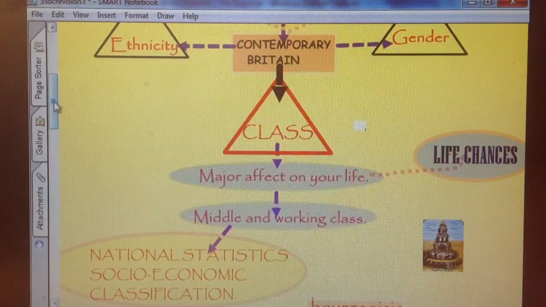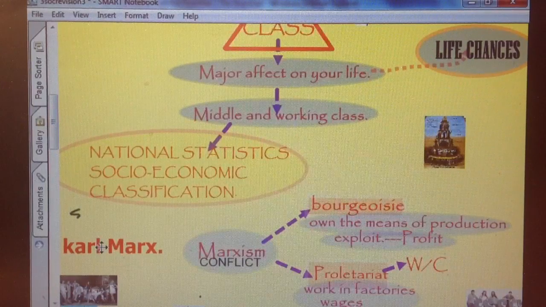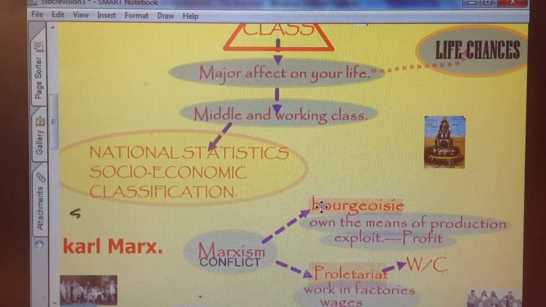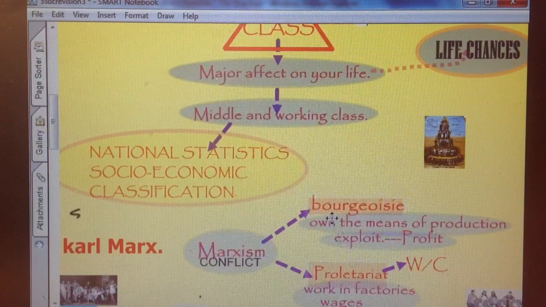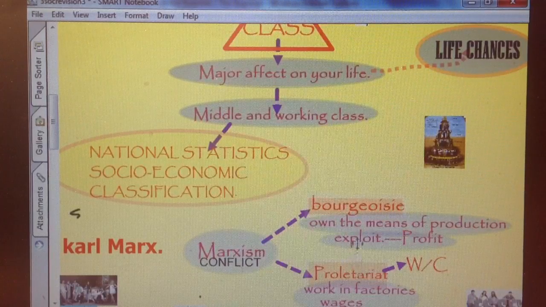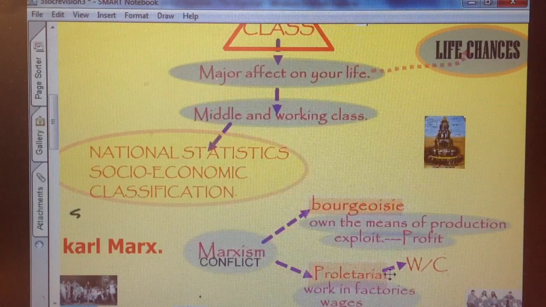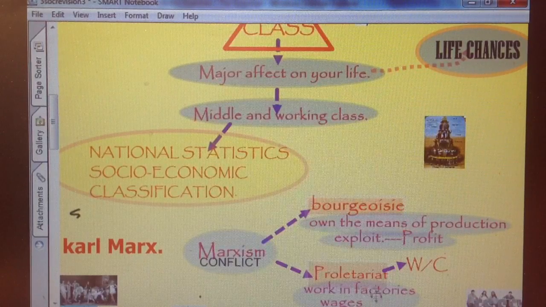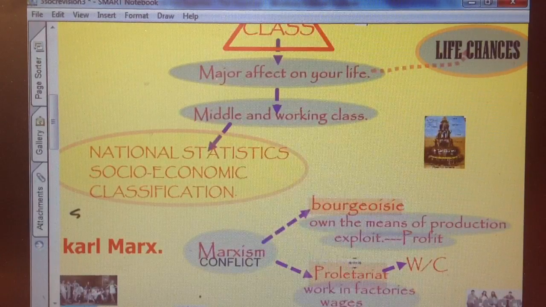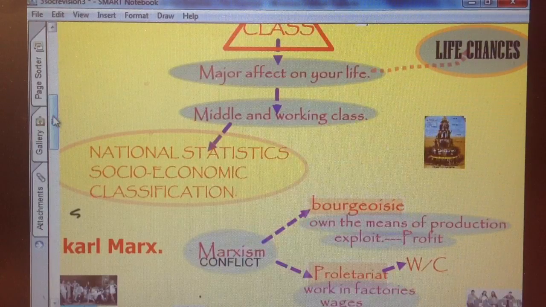But talk of it really originates with Marxists. Karl Marx, the conflict theorist. He said the middle class, he called them the bourgeoisie, own the means of production, meaning the businesses, the factories, and they exploit the workers for profit. The workers he referred to as the proletariat. They do the work in the factories for wages. So that's the Marxist view of class. Very straightforward, quite old-fashioned these days, but still an important conflict theory.